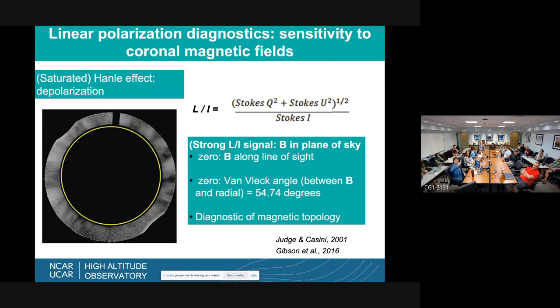But as that magnetic field direction crosses these critical angles, either the Van Vleck angle or becoming oriented along the line of sight, it drops into a linear polarization null, where it goes dark. And the interesting thing is it happens pretty fast. It's a very sharp transition. And so the smearing you're seeing are line of sight effects, really. And so you really don't have information except at those critical points.